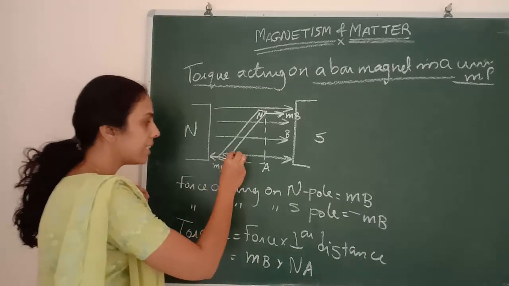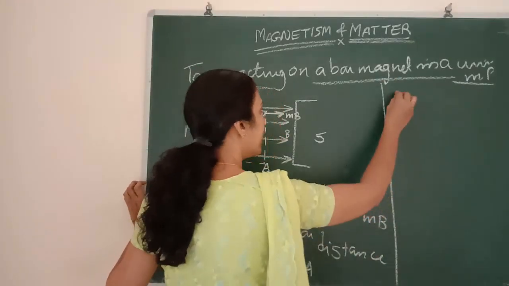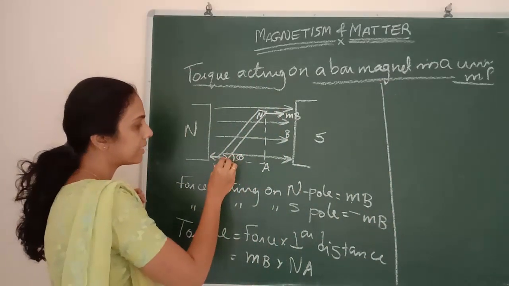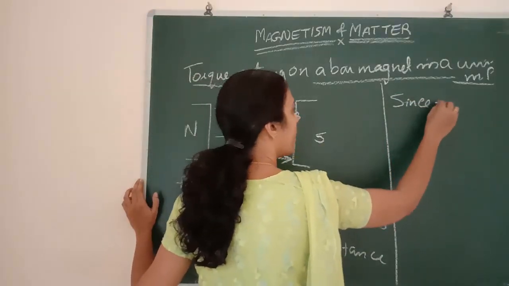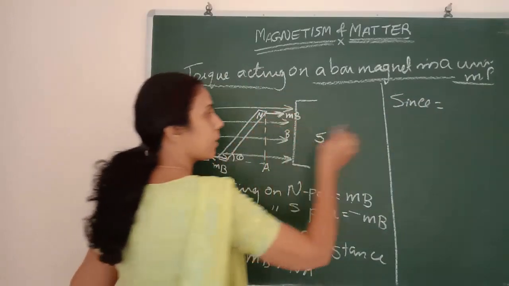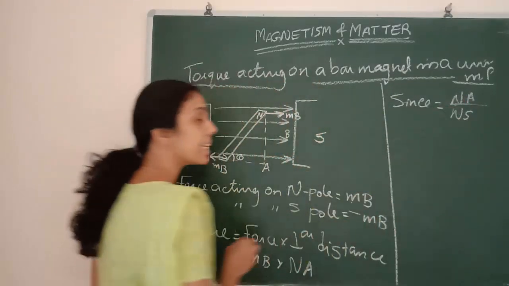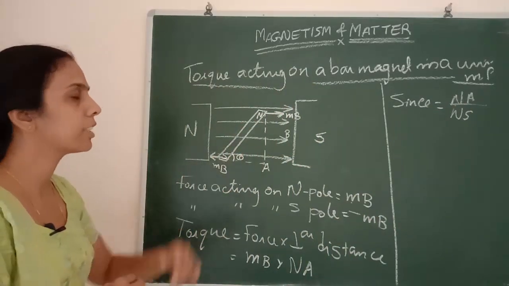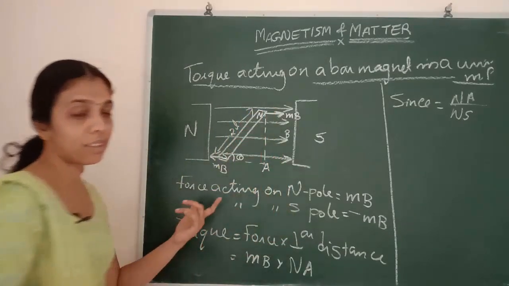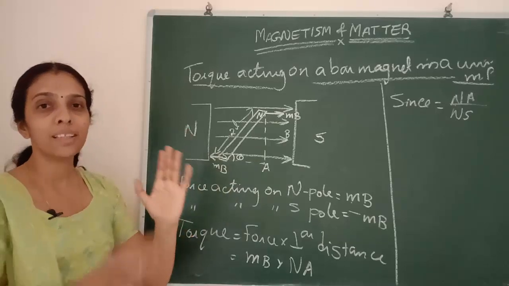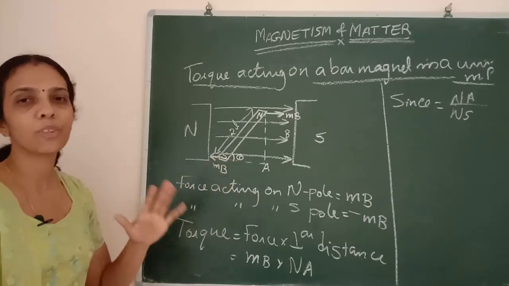How can we find NA? If this angle is theta, in the triangle SAN, what is sine theta? Opposite side divided by hypotenuse. The opposite side is NA, divided by the hypotenuse NS. NS is the length of the bar magnet, which is given as 2l. In the last class also we took the length as 2l to get minus l to plus l, so here also we continue in the same way. That is very easy for the calculation, that's all.